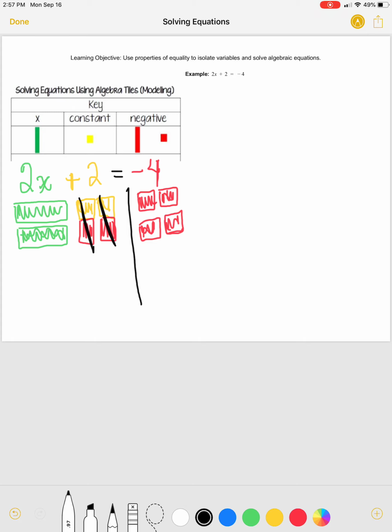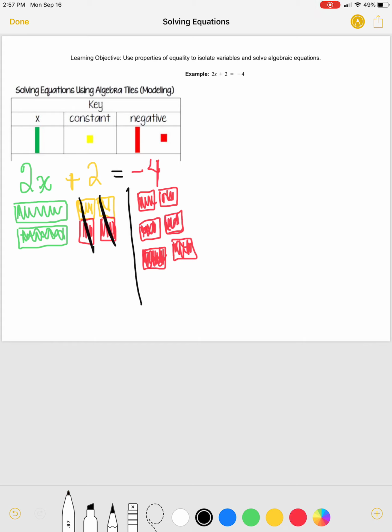Now, I'm not done with this step, because what I do to the left side of the equation, I have to do to the right side in order to keep it balanced. So if I put negative 2 on the left side, I have to do the same thing on the right side of this equation so that it remains balanced, because we don't want our equation tipping over. Okay? All right, so let's look at it.